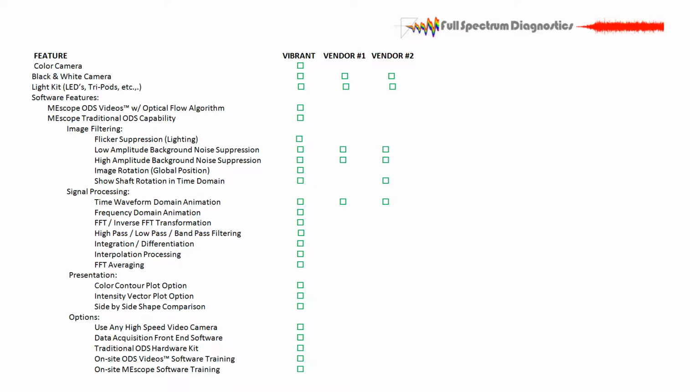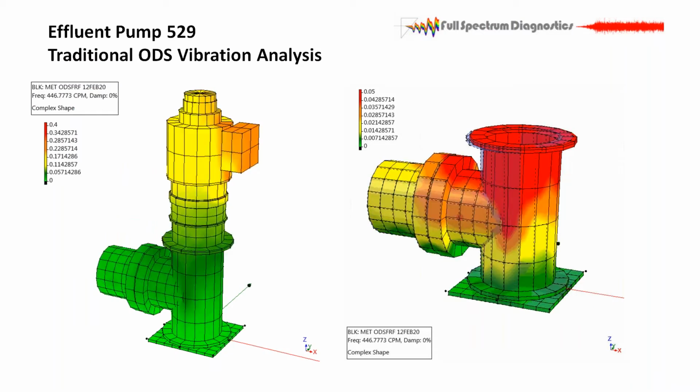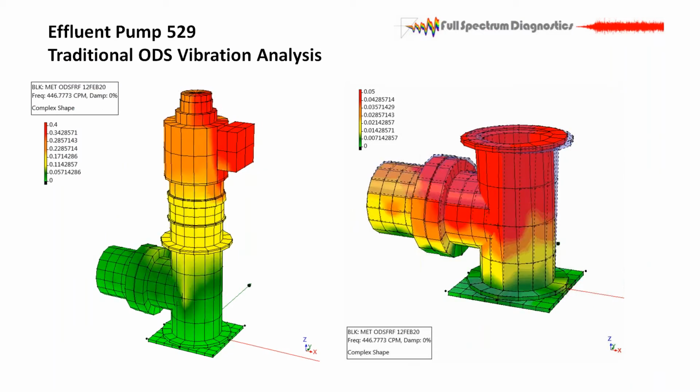Options, we use any high-speed video camera. We have data acquisition front-end software. If you want to do your own traditional ODS, we have a kit that has all the hardware in it, and you use MEscope as your data acquisition front end, and everything's done in the same software. And of course, we have ODS video software training, and we combine that with MEscope software training. So if you want to build a pretty model like this, I show you how to do that in about a day.